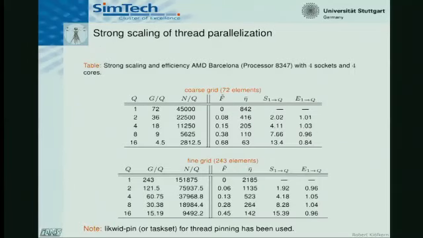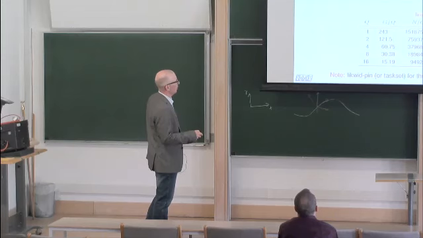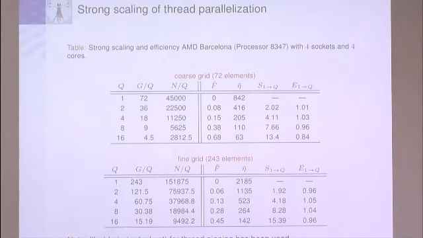And here's a scaling. How well does this thread parallelization work? On an AMD Barcelona, if I go from 1 to 16 threads on a grid with 72 elements, which in the end comes back to something like 3,000 DOFs per thread, I get an efficiency of 85%. So this is really okay. I can live with that. And of course, if I increase the number of elements, the scaling gets a bit better.